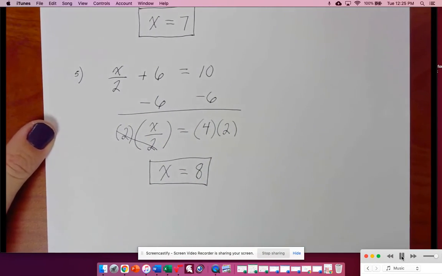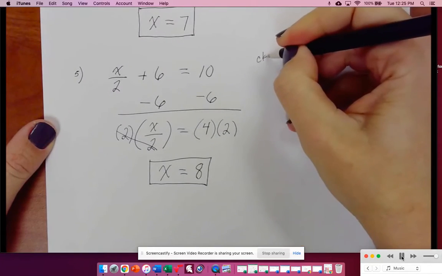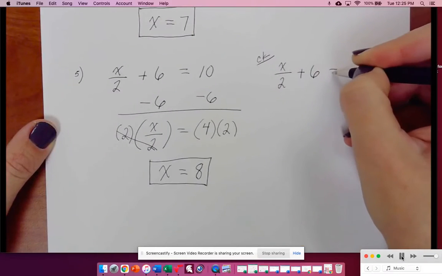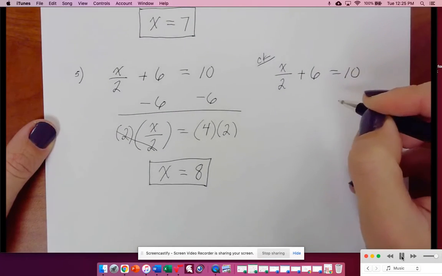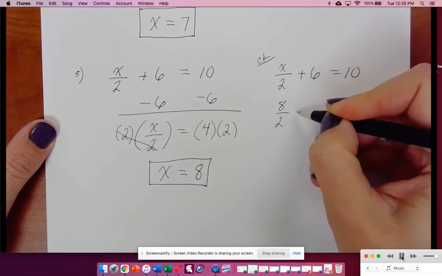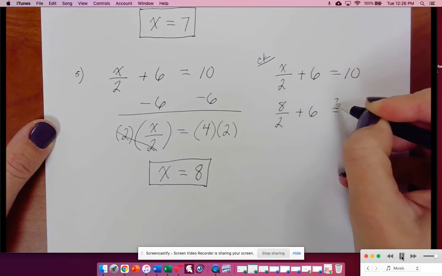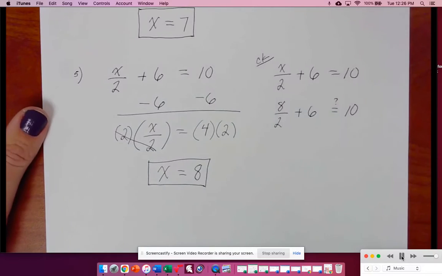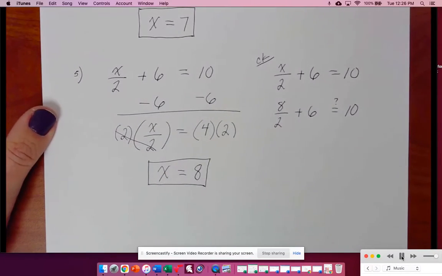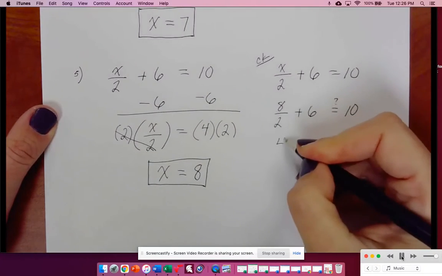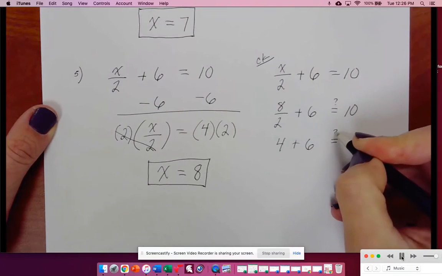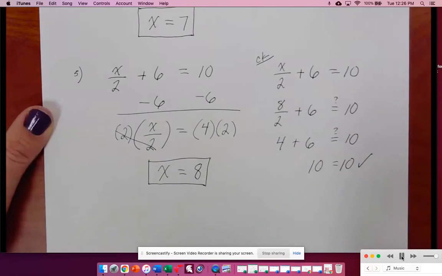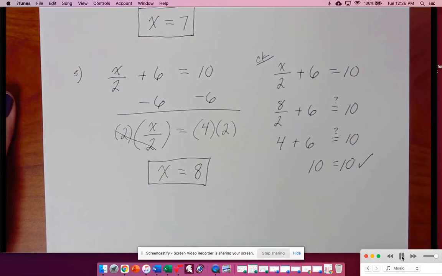All right, let's check it out. Copy the original problem. Sub in your answer. Is this going to work? So I would do 8 divided by 2. 8 divided by 2 is 4. 4 and 6, that works. And there you go. All right.